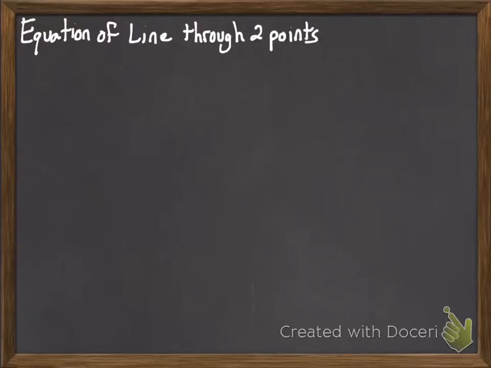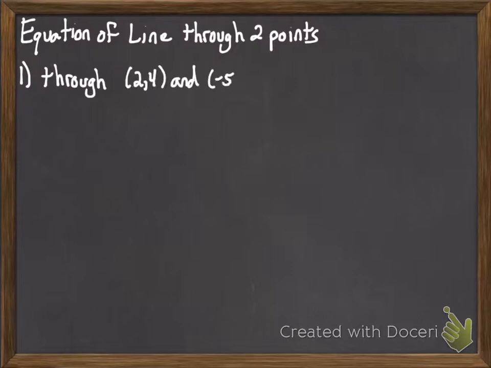Okay, in this video we look at how to find the equation of a line through 2 points. So consider, for example, we want to find the equation of the line that goes through the points (2, 4) and (-5, 6). Again, the process we have is slope-intercept form, which requires us to know the slope and the y-intercept. So in this problem we don't know either one.